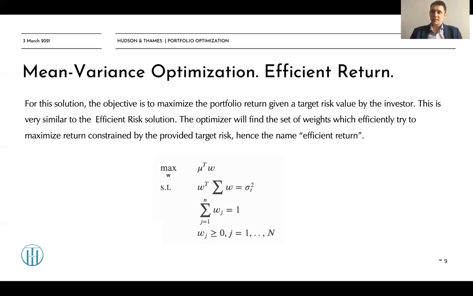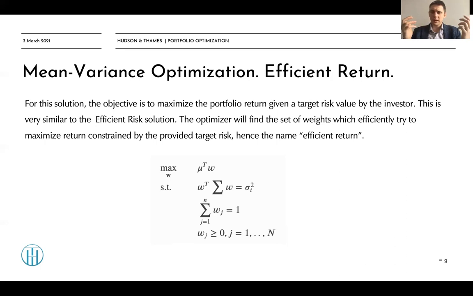Another problem, the inverted way to approach the problem, is the so-called efficient return. For this solution, the objective is to maximize the portfolio return given a target risk value by the investor. So the optimizer will find the set of weights which efficiently try to maximize return constrained by the provided target risk. Hence the name efficient return. Here we want to maximize the return of our portfolio given that we have a preset level of risk.